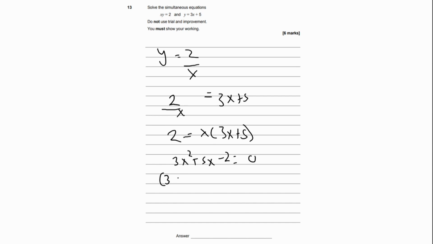Well, what can we do? We have 3x minus 1 and x plus 2. That can work. Going to let that equal 0. So x can be 1 over 3 or x can be negative 2.